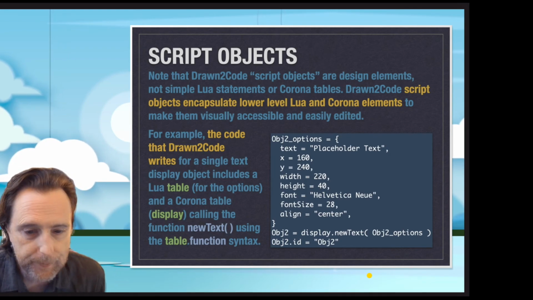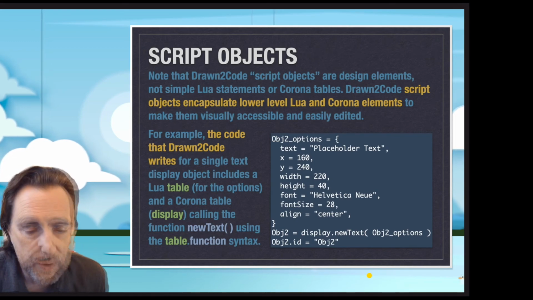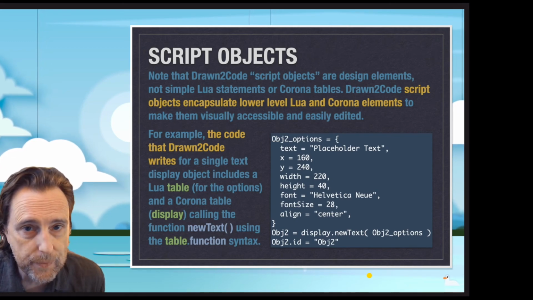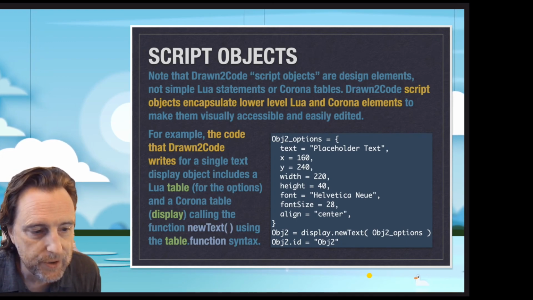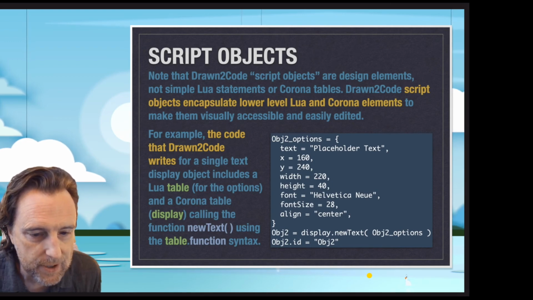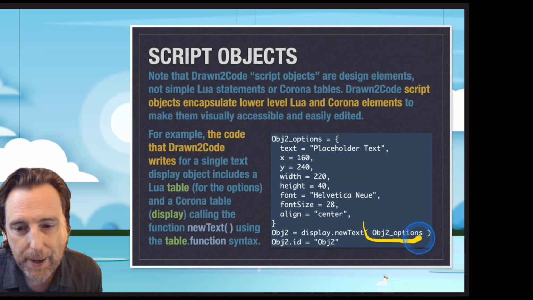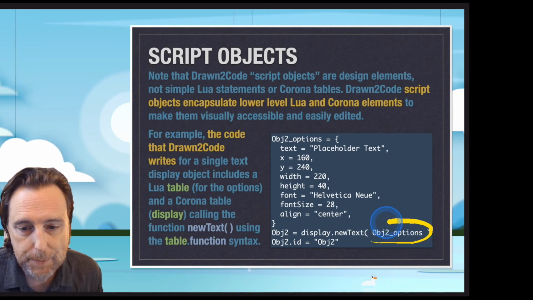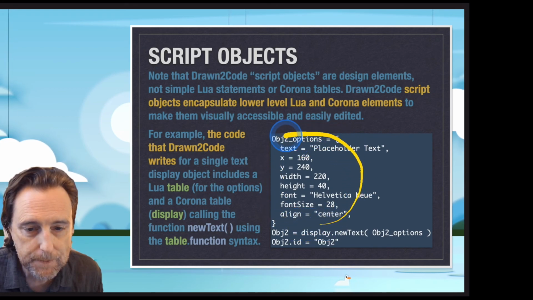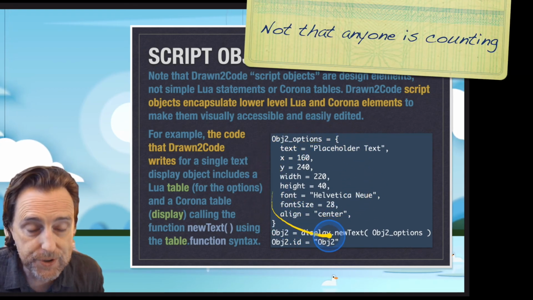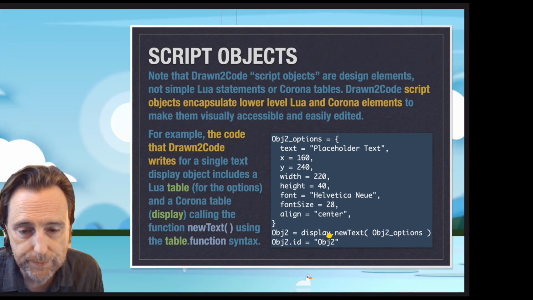For example, the new text function that we talked about a couple slides ago. New text requires some information when you call it. So you see me calling it in this code on screen down towards the bottom where it says object2 equals display.newText, and I pass it object2 options, which is this entire table of key value pairs. This is a third syntax for tables, by the way. We talked about the other two syntaxes earlier.